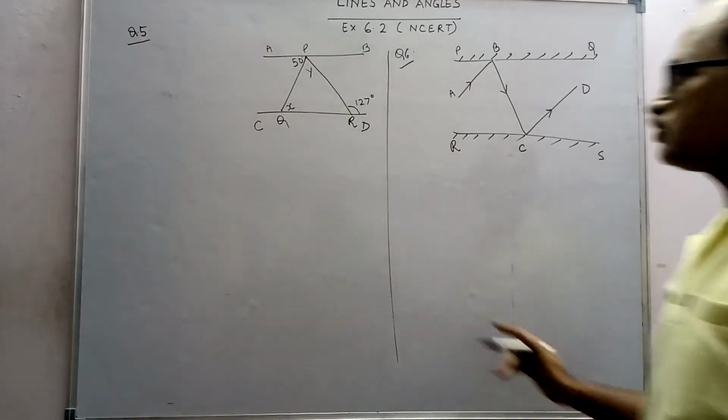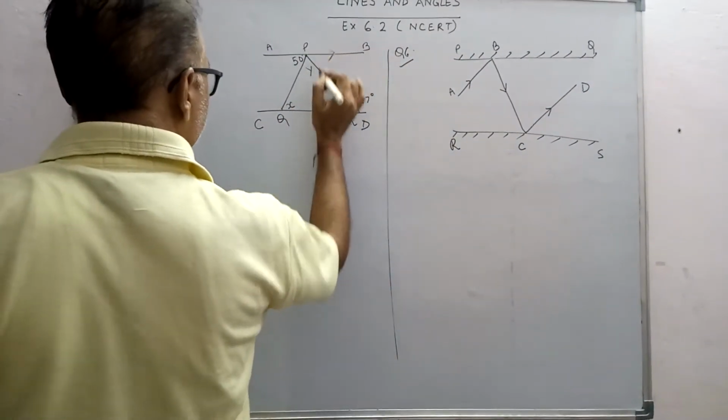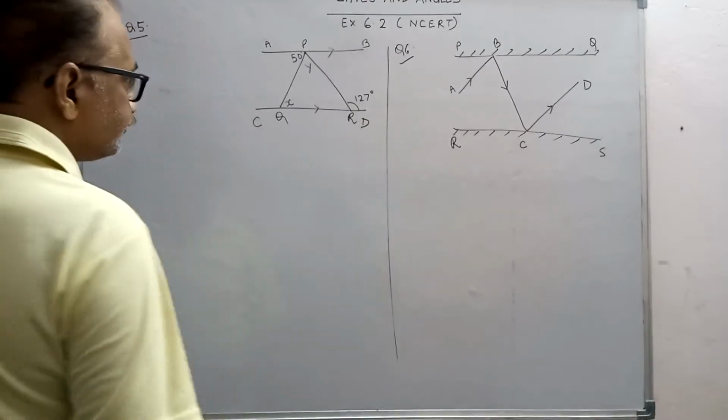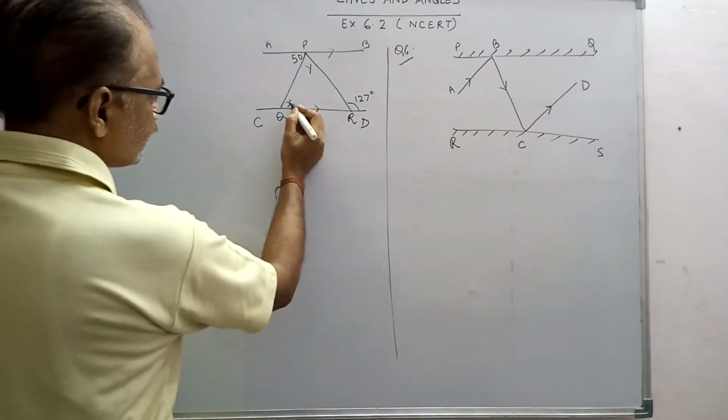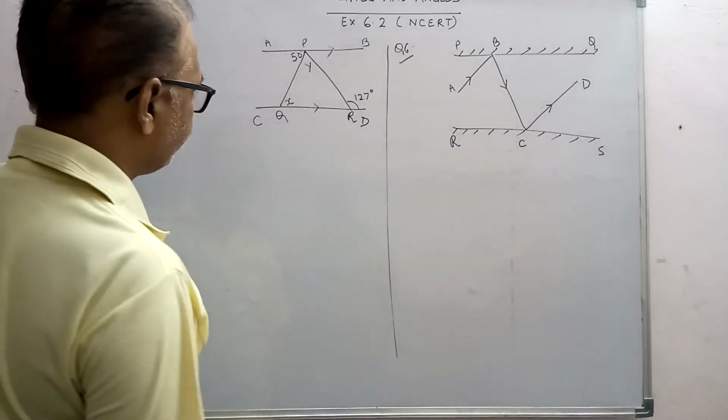Now you see in this question, it is given that AB is parallel to CD. This and this both are parallel. AB is parallel to CD. And this angle is X, this is Y, and this is 127. You have to find out the values of X and Y.